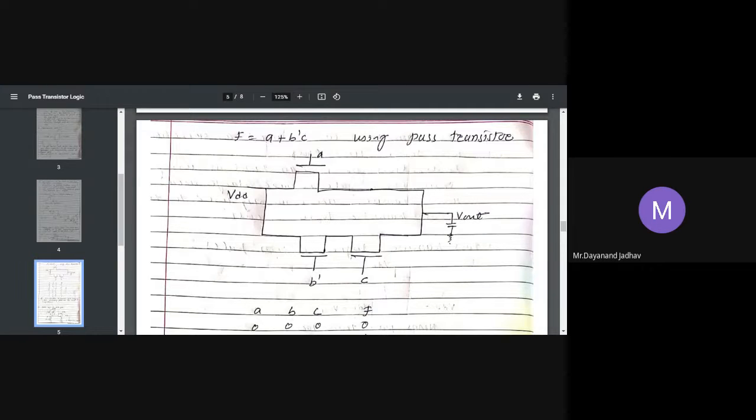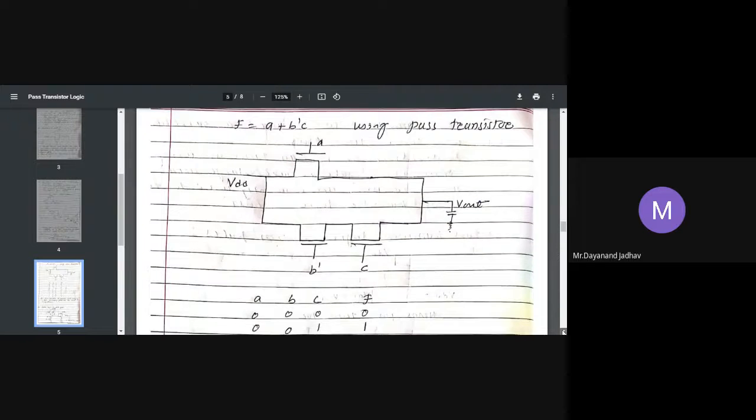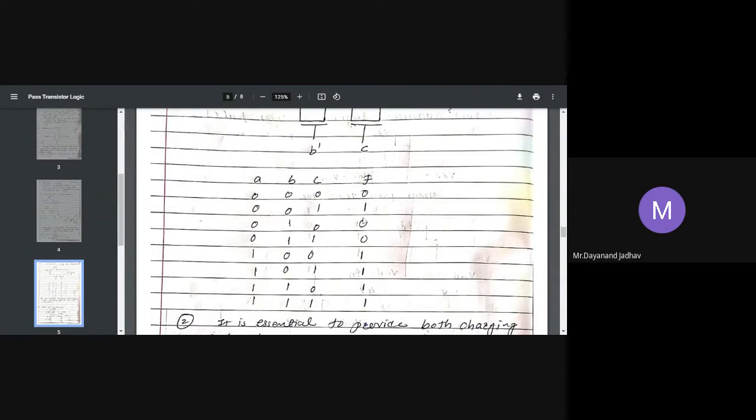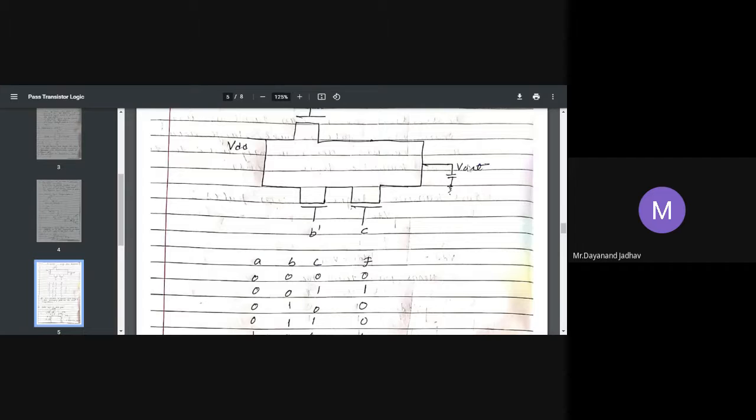We need to consider that if there are three terminals A, B, C, the possible outcomes are 8. Then these are the possible outcomes of F. When we consider the output, A plus B bar C is the logic. Then V out is the output.